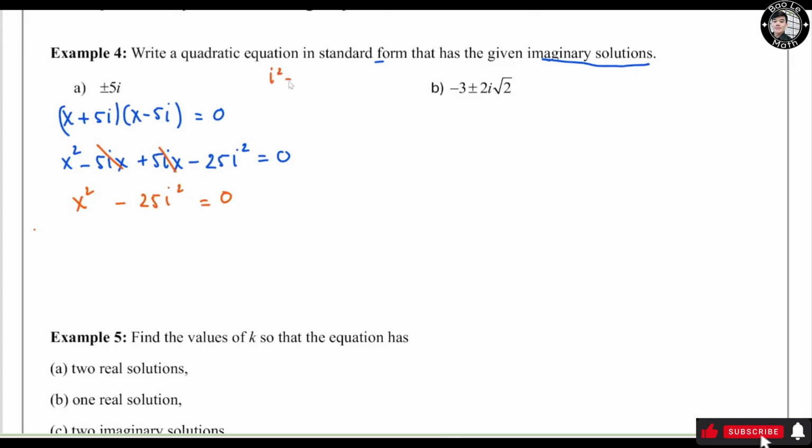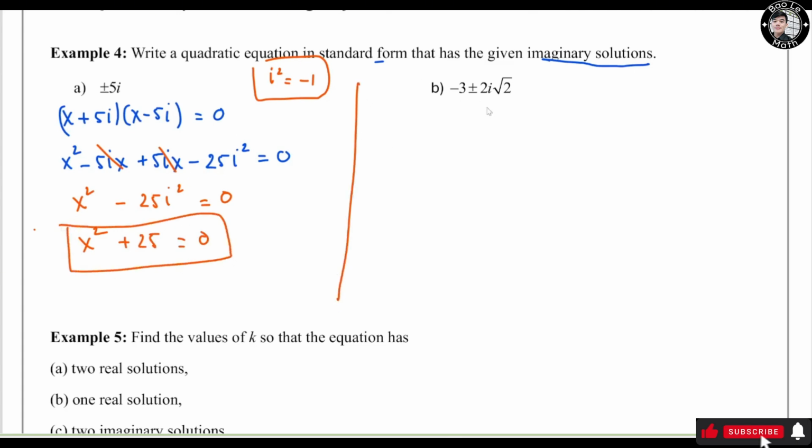Note that i squared equals negative 1. So negative 25 times negative 1 turns out to be positive 25. So s squared plus 25 equals 0 is the final answer. Similarly, we have s minus parenthesis negative 3 plus 2i square root 2.